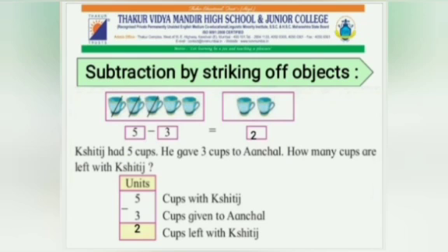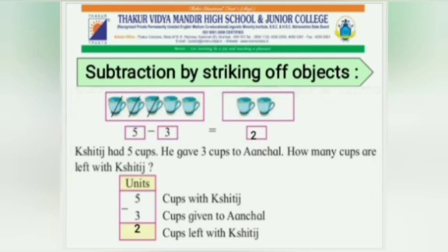First, subtraction by striking off objects. Children, these methods you all have used from junior KG till now. Let's use this in a word problem. First, Kshitij had 5 cups. He gave 3 cups to Aanchal. How many cups are left with Kshitij? Children, in word problems of subtraction, words like left, remain, etc. indicate that the word problem is of subtraction.